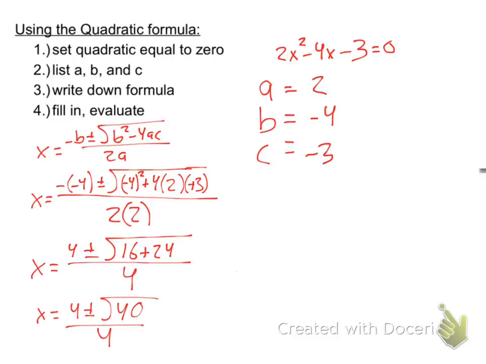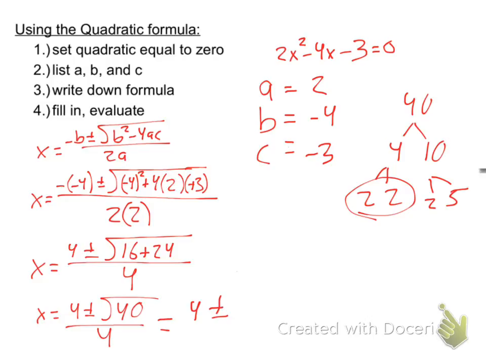Wait, let's go over here. Sidebar. 40 is made up of 4 and 10. 2, 2, 2 and 5. Do we have partners to go to the dance here? We have these guys. So 4 plus or minus 2 times the square root of 10, all over 4.